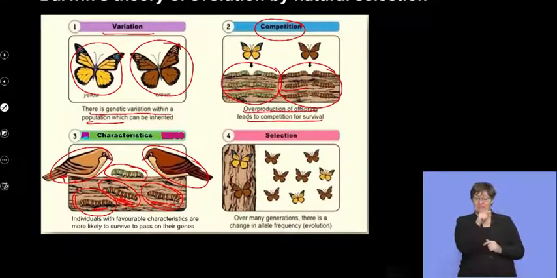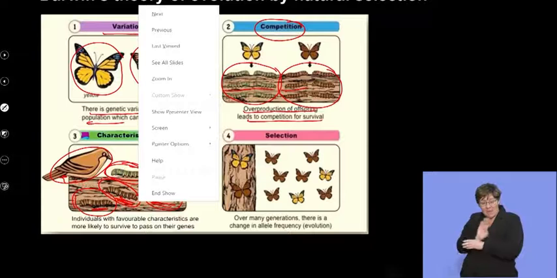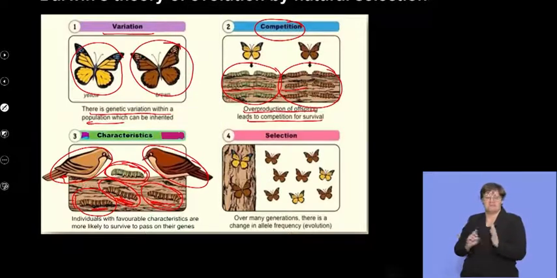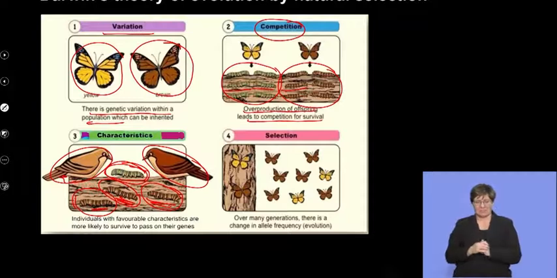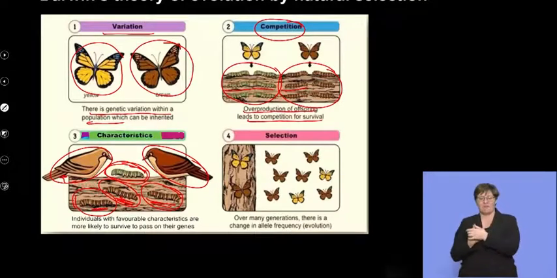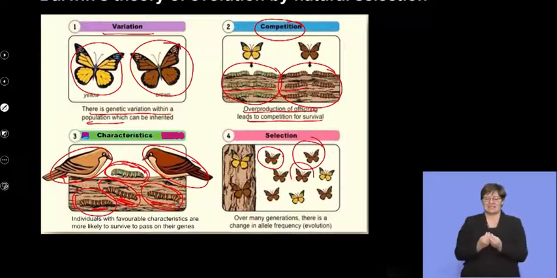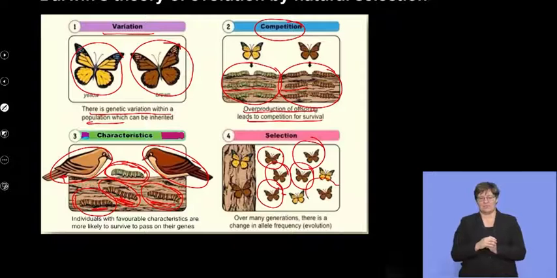So those individuals obviously don't have a favorable characteristic, whereas the ones that camouflage well have the favorable characteristic. And so they survive in the environment, and what happens is they are able to reproduce or to mature, and when they mature, they develop into butterflies, and here you can see it's the brown butterflies that then become more dominant in the population.